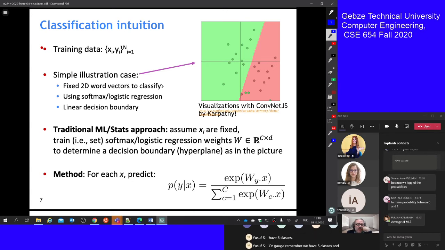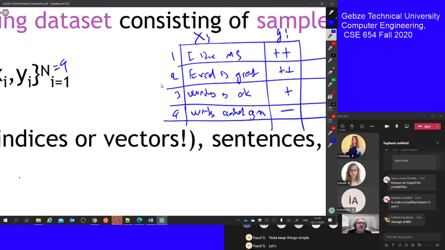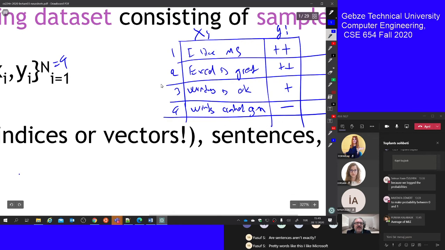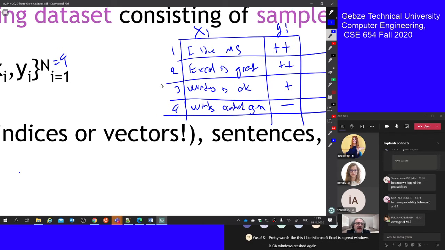And for the sake of educational purposes, just to keep things simple, let's assume that our sentences are exactly 3 words like this. I like Microsoft, Excel is great, Windows is okay, Windows crashed again. Okay, I have 4 sentences, but each sentence contains only 3 words, no less, no more.